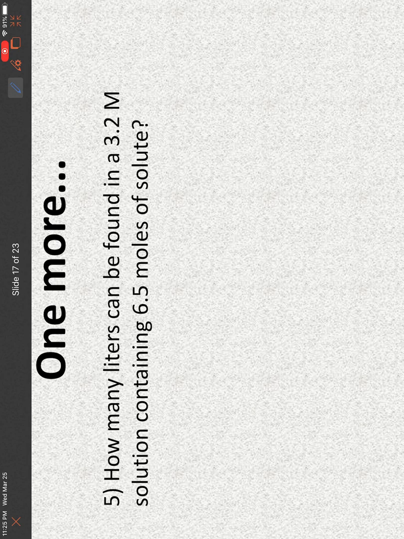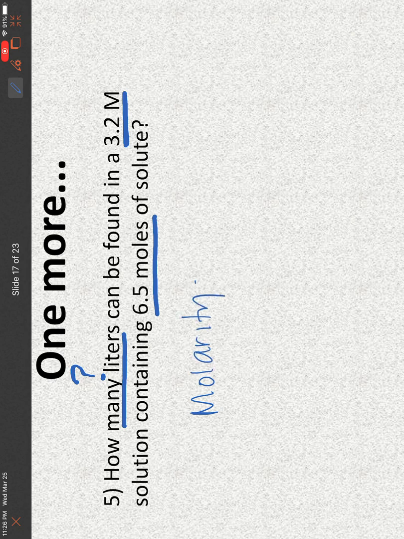One more. I promise it's the last one. How many liters can be found in a 3.2 molar solution containing 6.5 moles of solute? Okay, so what do we have in this question? We have concentration, right? That capital M tells us we have molarity. They're asking how many liters, so liters is going to be our X, and they give us the number of moles.